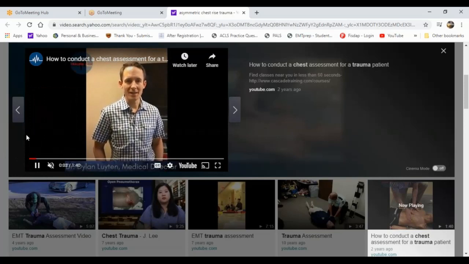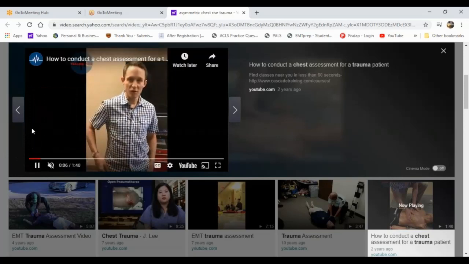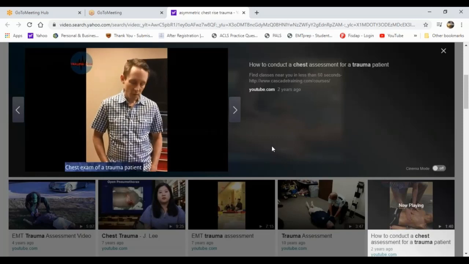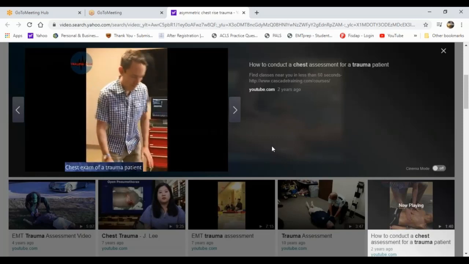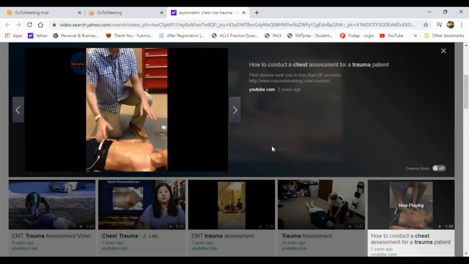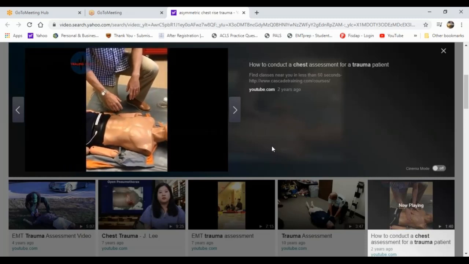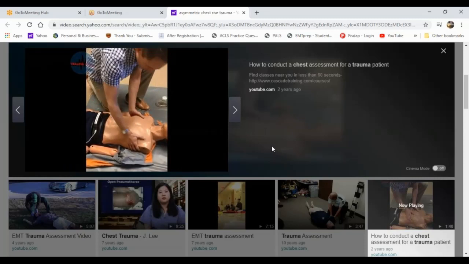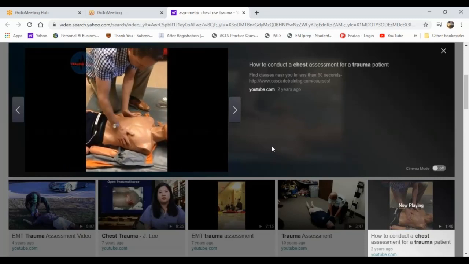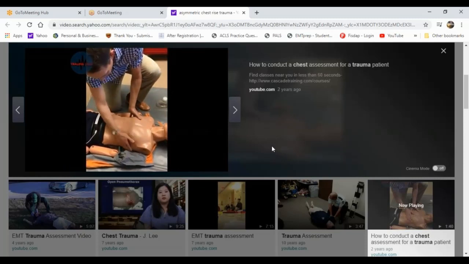Let me let him run through this assessment. He is a medical doctor. I'm not. But let's watch what he does. It's exactly what we do. We paddle our hands in the air like that, like we're a dog swimming. What is he doing? He's palpating to see if the chest wall's intact.